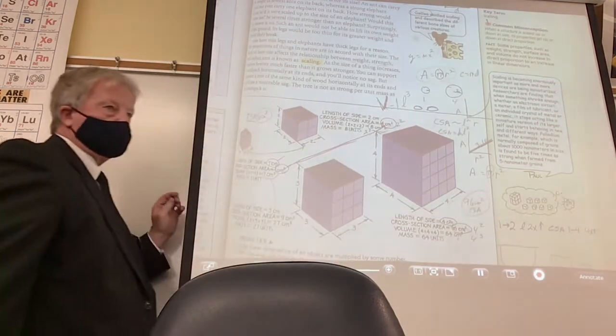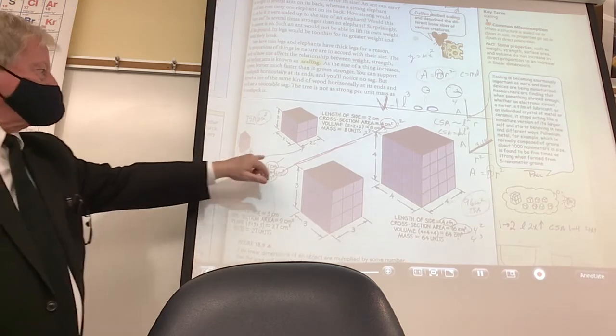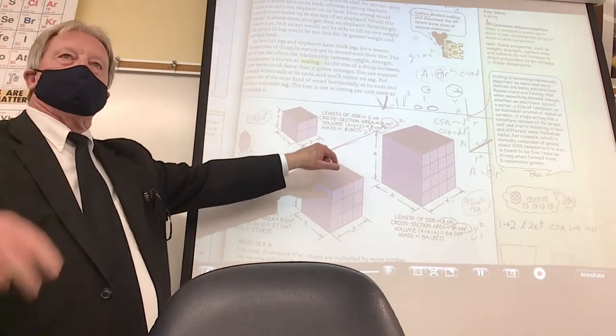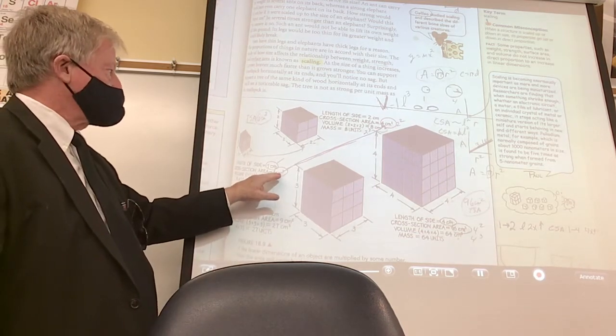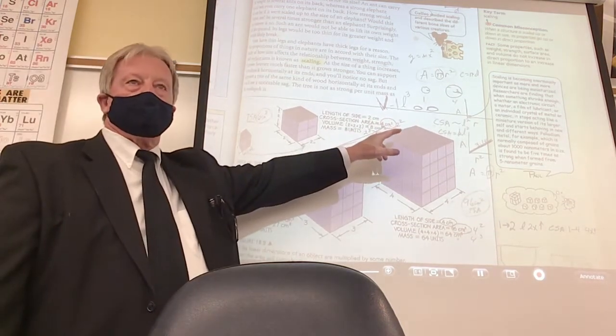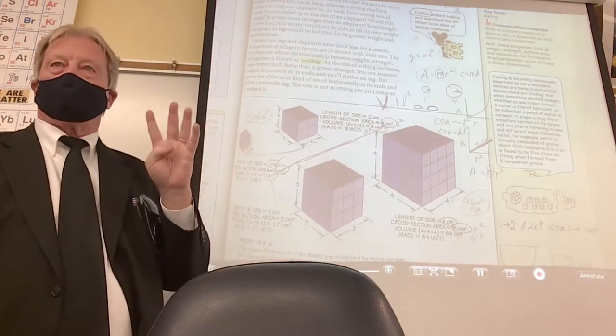See that? Okay, so one more time, here we go. In the one-dimensional world, things got 2 times bigger, so I scaled it up by a factor of 2. But what happens to the cross-sectional area? It got 4 times bigger, didn't it?